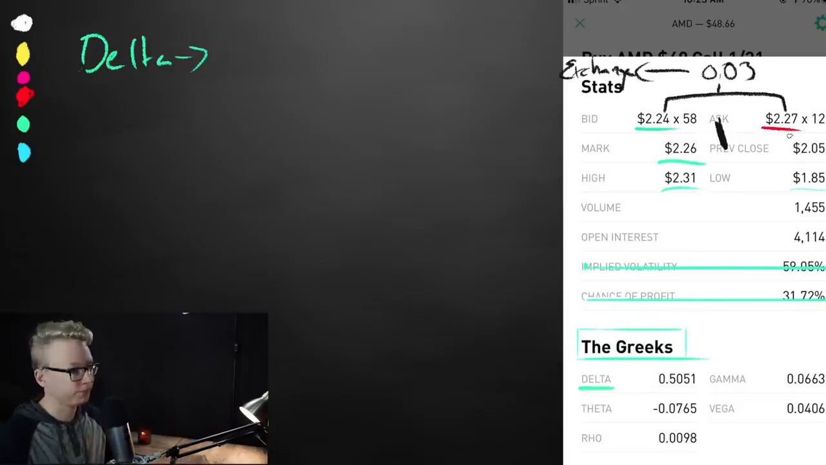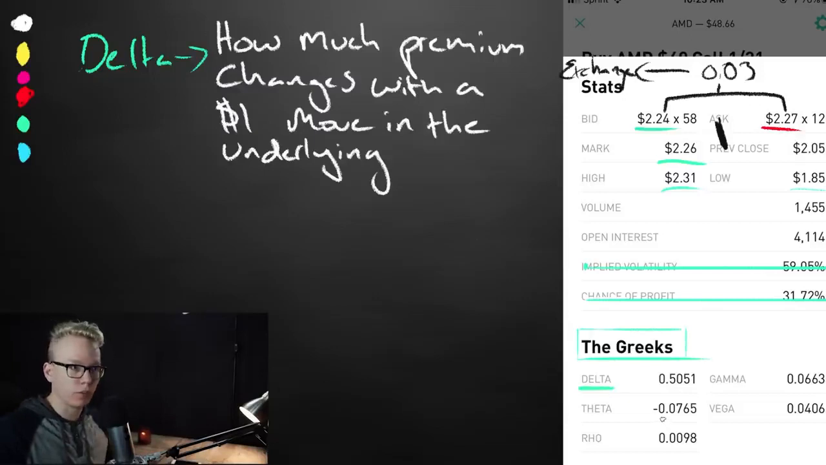So that's leverage. And this kind of leverage might not be suitable for you. You may not be willing to lose $50 if AMD goes down $1. Okay, so it's up or down. It's positively correlated, which is why this number is positive. It's how much premium changes with a $1 move in the underlying. AMD goes up $1, you make $50. AMD goes down $1, you lose $50.